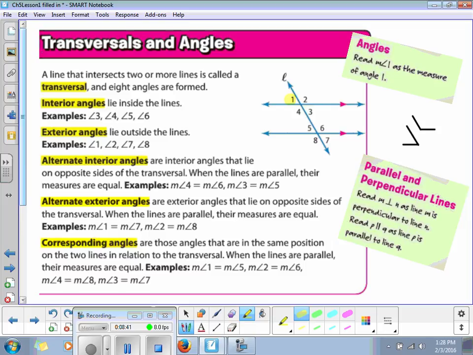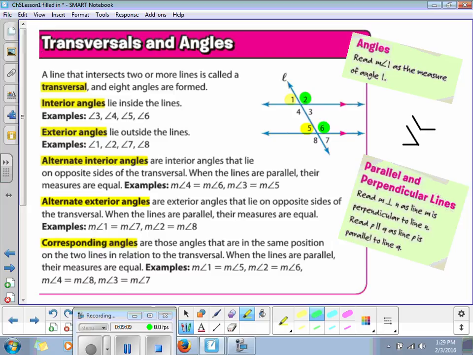It's on the top. 5 is corresponding. You see? It's on the same side of the transversal. And since this one is on top of this line, the one that corresponds will be still on this side of the transversal and on top of the line. You got that? Okay? So if I look here, which one corresponds to angle 2?